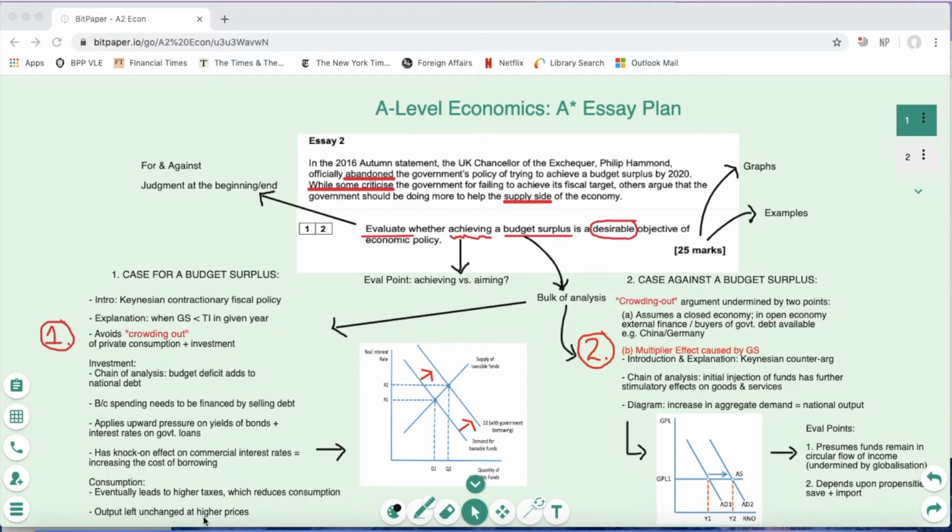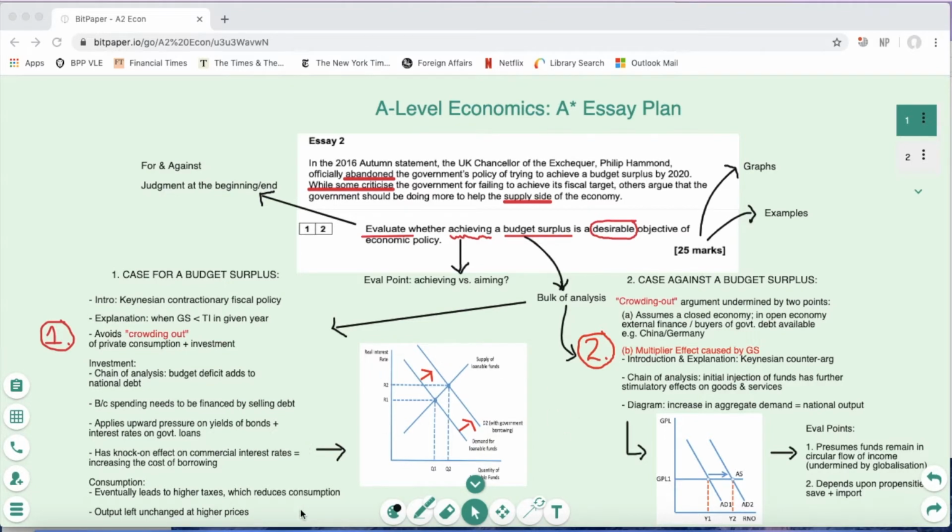You have your chain of analysis of what it is and how it's normatively a good thing. That includes points that I've made, such as working through the mechanics of it. So the fact that budget deficit adds to national debt. Why? Because of government spending, which needs to be financed by selling debt, resulting in an upward pressure on the yield of bonds and interest rates, illustrated by this diagram. As you can see, the shift of the demand curve, demand line, and the consequential rise in the interest rate from R1 to R2, with these two arrows, this would be great for analysis.